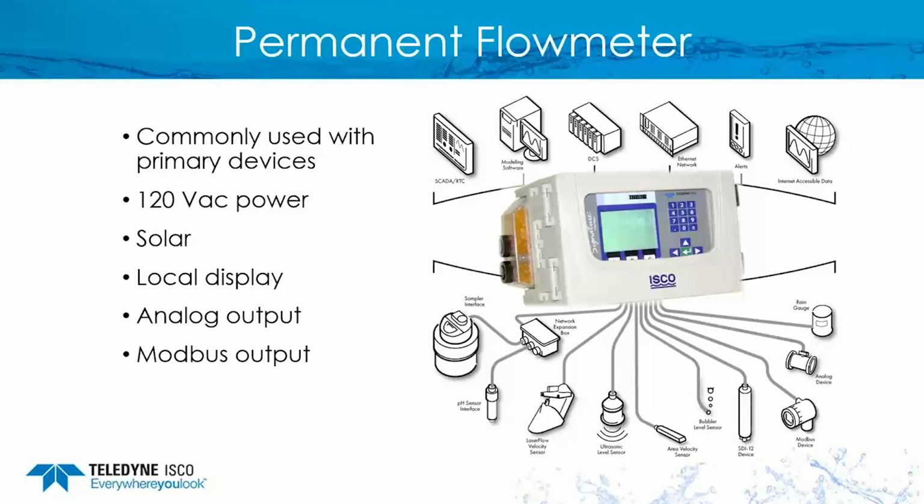The other good thing about permanent meters is the outputs on them. Most flow meters will have either an analog output or Modbus output. That way you can send that data off to your SCADA system and inform the treatment plant of your flow rates coming in and out of your discharge.